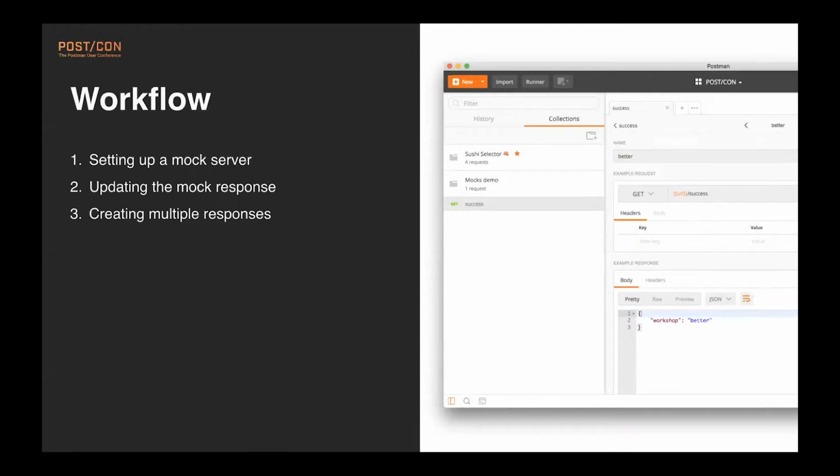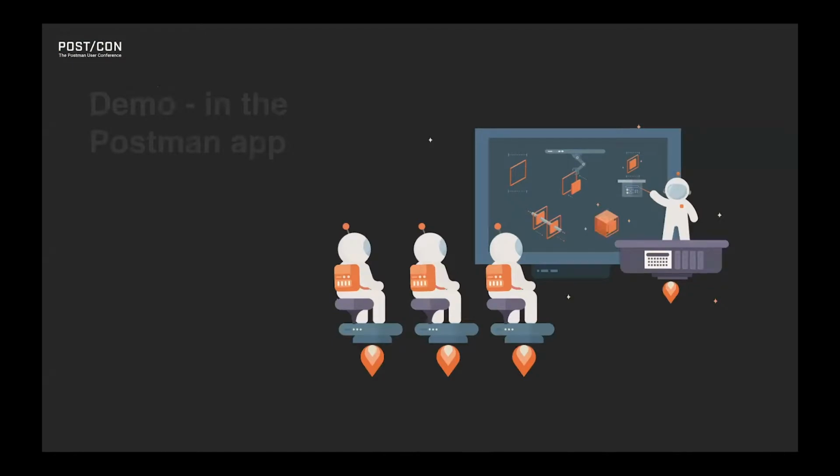There are a few different things that you have to do when you create a mock, and we'll walk through those in just a minute. First, you have to set up your mock server and choose what response you want to be sending. Next, you need to update that response. And finally, you can also create multiple responses. Let's take a look at that.